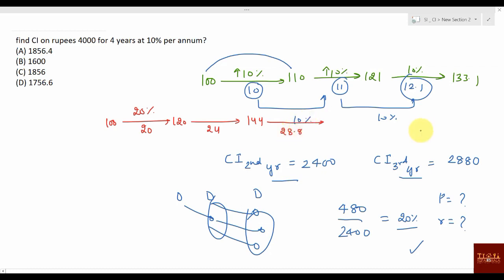Now this 24 is given as how much? 2400. So what is one value? 100 is 10,000. So you can say it is 10,000, right? Or you can directly say that 120% is 2400, the amount of the second year, and then you can find the value, right? Clear? If it is clear, then I will move further.